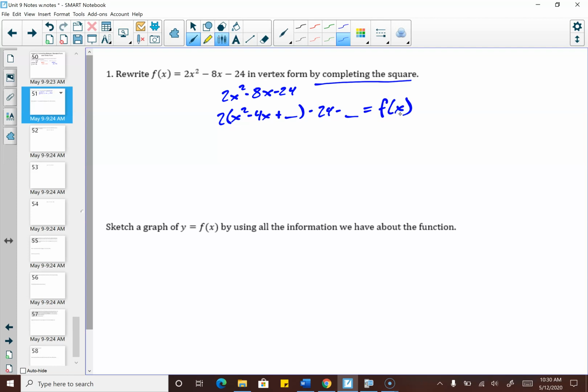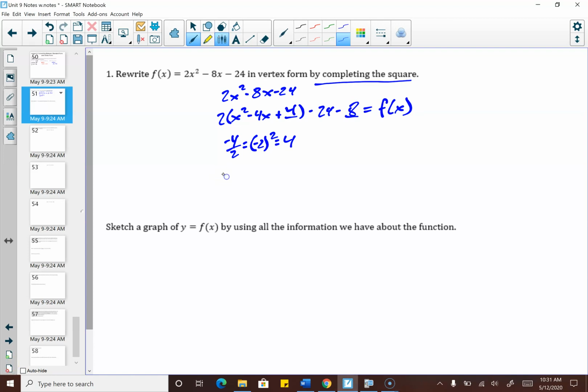So now remember how we complete the square. We take our middle number, so negative 4 divided by 2 is negative 2, and we square it. So negative 2 squared is 4. So that's the number that goes on that first line, so plus 4. Now normally it would be minus 4 on the last line, but we have to remember with this 2 out in front, if we distributed the 2, what is 2 times 4? 8. So then minus 8 is what has to go on the last line.